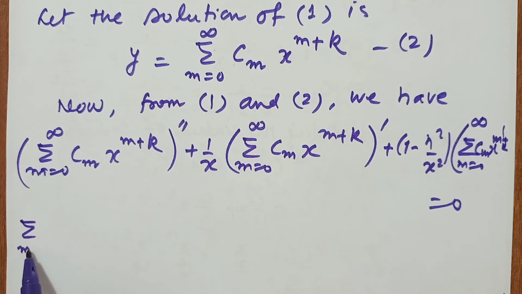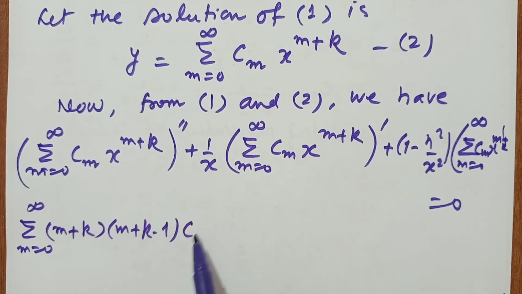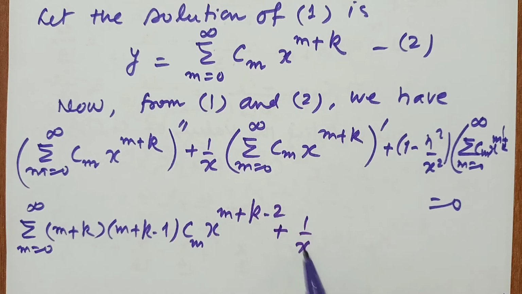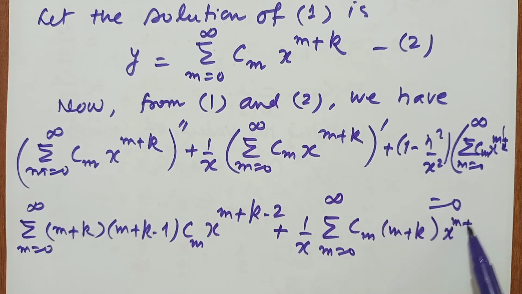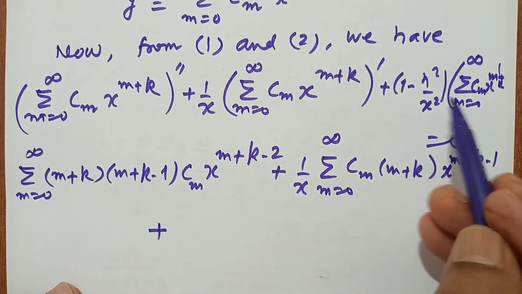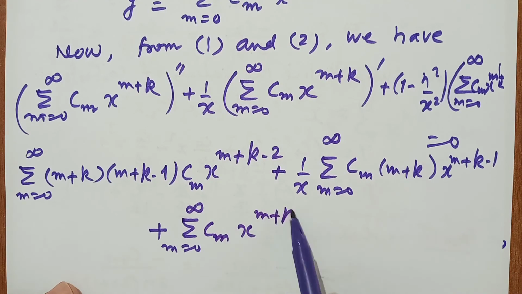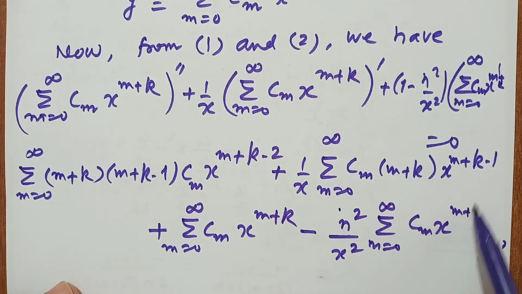Now we differentiate 2 times this term, so we get sigma m equal to 0 to infinity (m plus k)(m plus k minus 1) Cm x to the power m plus k minus 2, plus 1 by x, where we differentiate only 1 time, so this is sigma m equal to 0 to infinity Cm (m plus k) x to the power m plus k minus 1. Plus here we have 2 terms: first is 1 multiplied by this, sigma m equal to 0 to infinity Cm x to the power m plus k, and minus n square upon x square sigma m equal to 0 to infinity Cm x to the power m plus k is equal to 0.